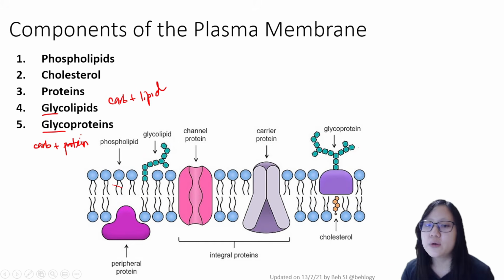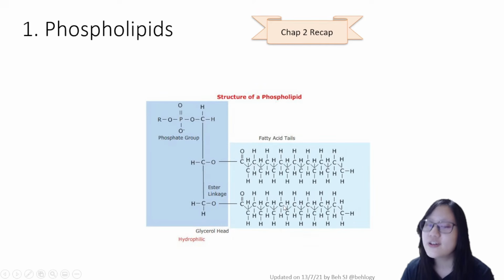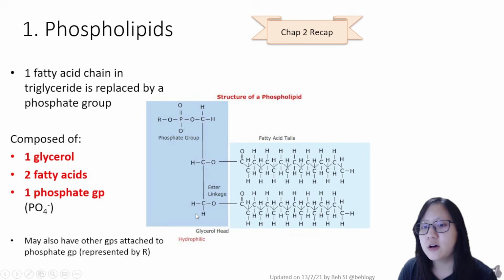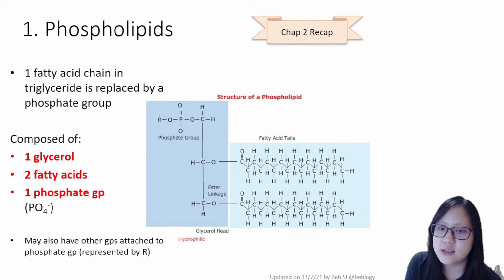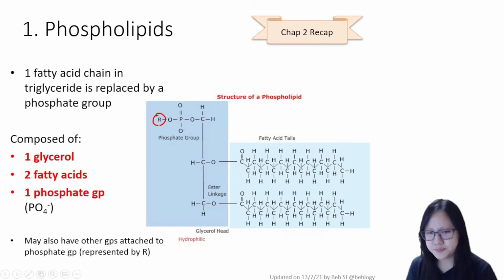So each of these components would have slightly different functions, and we will go through them one by one, starting with phospholipids. This is a little bit of a chapter 2 recap. All we need to know is, hey, look, this phospholipid is made up of a glycerol, 2 fatty acids, 1 phosphate group, and maybe it could be modified at this R group right here.